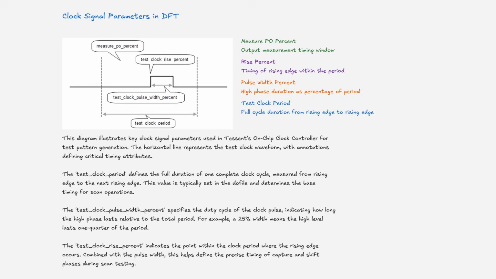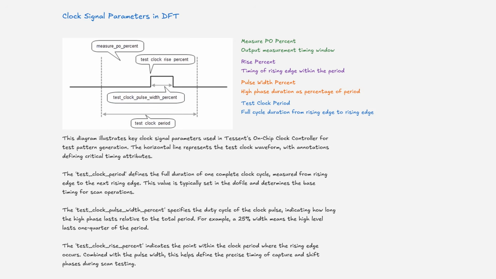This diagram illustrates key clock signal parameters used in Tessent's on-chip clock controller for test pattern generation. The horizontal line represents the test clock waveform, with annotations defining critical timing attributes. The test clock period defines the full duration of one complete clock cycle, measured from rising edge to the next rising edge. This value is typically set in the do file and determines the base timing for scan operations.